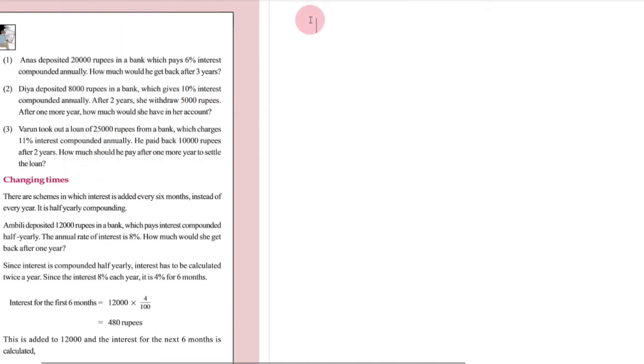Okay, so what is P here? P is equal to 8,000 rupees. And what is R here? R, the rate of interest, is equal to 10%.